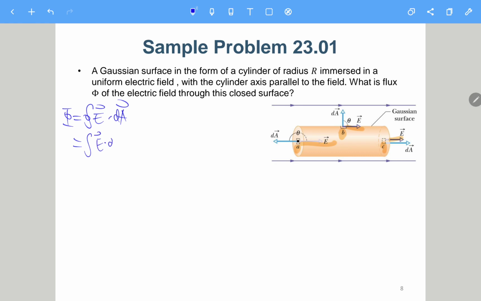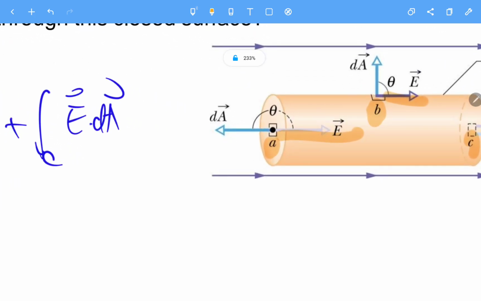The first one, E dot dA for the surface A, and then plus E dot dA for surface B, and then plus E dot dA for surface C. Okay, we have three parts. For integration, it is additive, so we can just separate it into multiple parts because it's already an addition. So for the integration of E dot dA on surface A, which means this side.